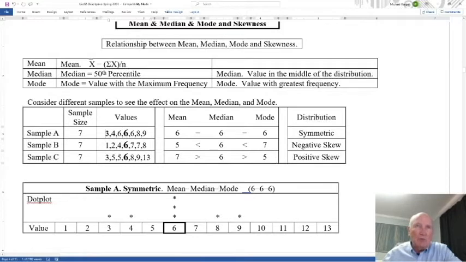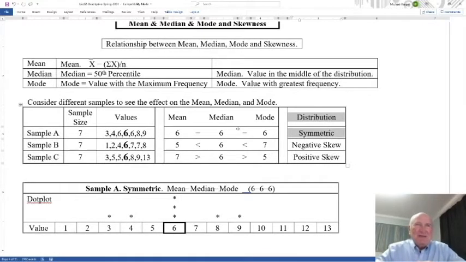What's the mode? Well, there's 1 three, there's 1 four. There's 3 sixes. There's 1 eight, there's 1 nine. So the mode is 6 because it has the highest frequency. So when the mean is equal to the median is equal to the mode, that's referred to as a symmetric distribution. It's nice and symmetric around the mean, which is the median, which is the mode.